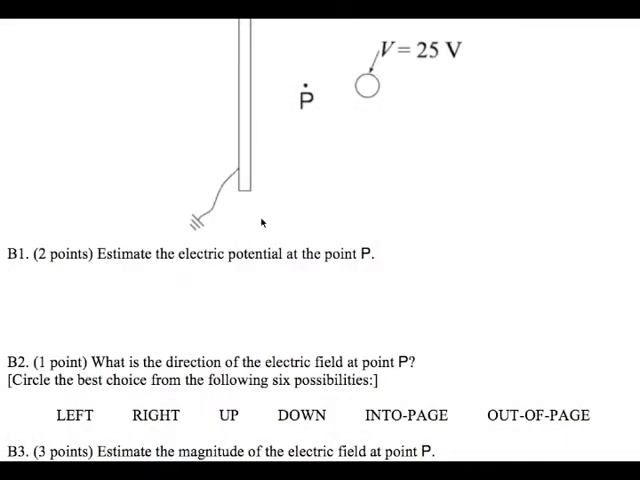And scrolling down, there's 3 parts to this question, worth 2 points, 1 point, and 3 points. The first part is estimate the electric potential at the point P. Second part is what is the direction of the electric field at point P. Circle the best choice from the following 6 possibilities: left, right, up, down, into page, or out of page. And finally, estimate the magnitude of the electric field at point P.